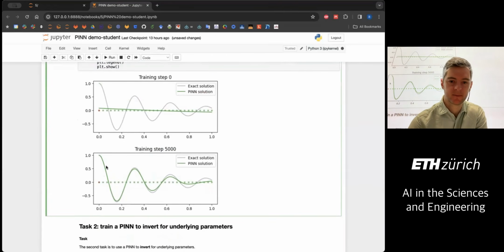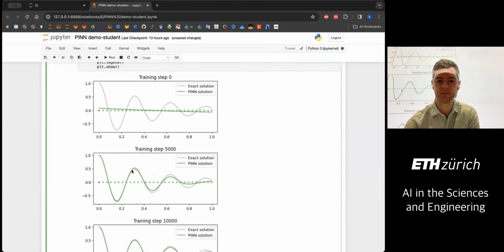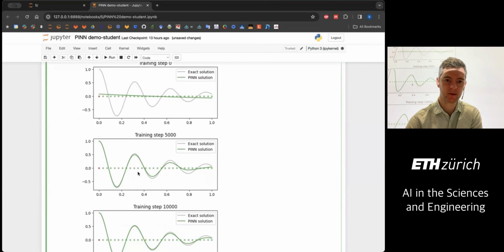And so, yeah, this is the animation that I showed you in the lecture. As the PINN converges, we start to converge on the solution. And these green points here are those physics points that I use to train, and the red point is that boundary point.